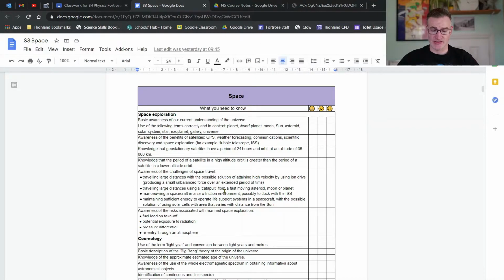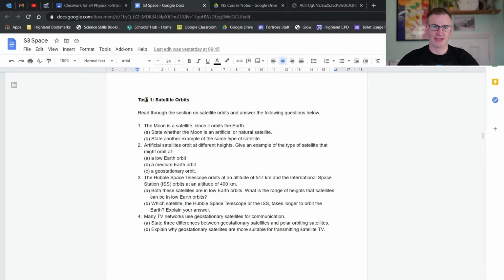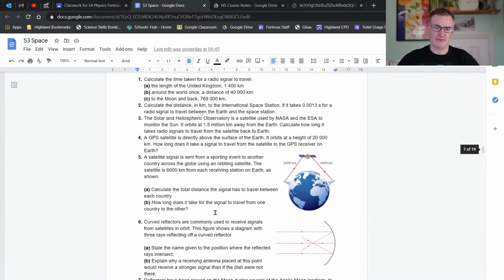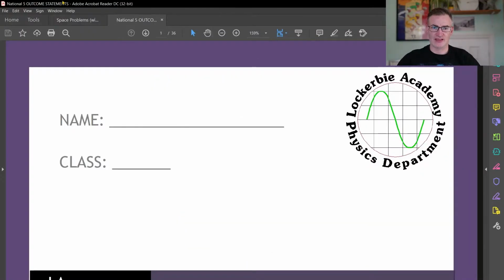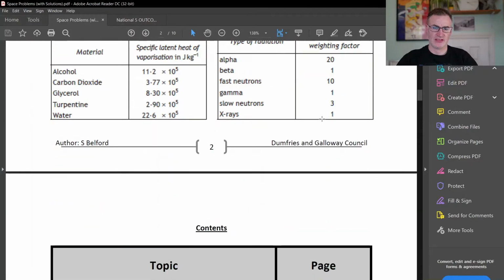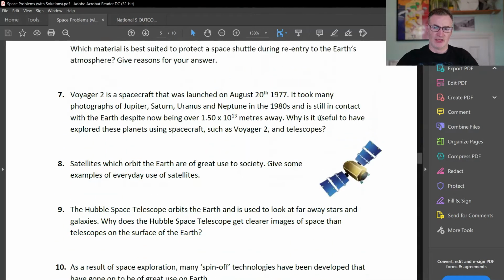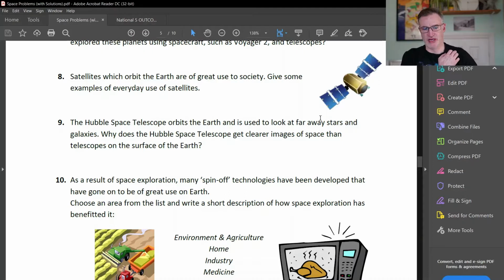The good thing about this S3 space booklet is that it does have questions in it, and it probably has more in-depth questions. For example, you have stuff on satellite orbits. Some of these are great, some are less useful. Certainly the space problem booklet that you would have, the one we find in Google Drive, has quite limited questions. There's not that many of them, and I may decide to combine both of them into a more ordered problem booklet. I've yet to decide that. If I don't, I'll direct you to specific problems to do as we're going through this.